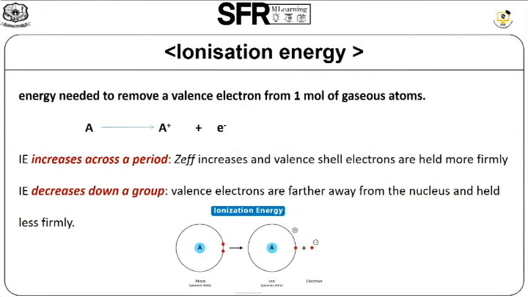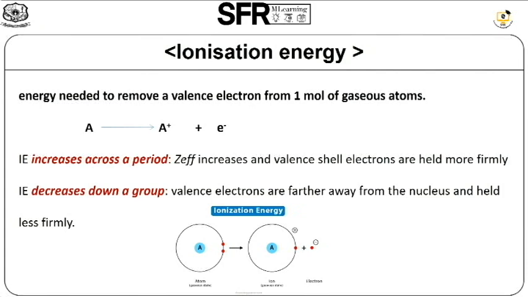Next one is ionization energy. This is nothing but the energy required to remove the most loosely bound electron, that is the valence electron, from the gaseous atom. So, A is an atom. After giving some energy, A loses an electron and it becomes a cation. When we move down the group, the ionization energy decreases.